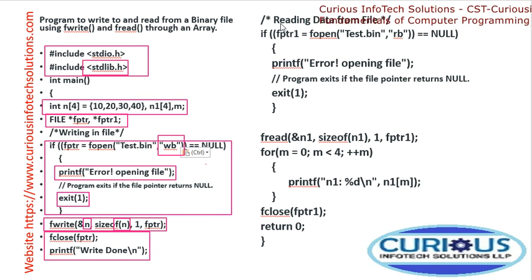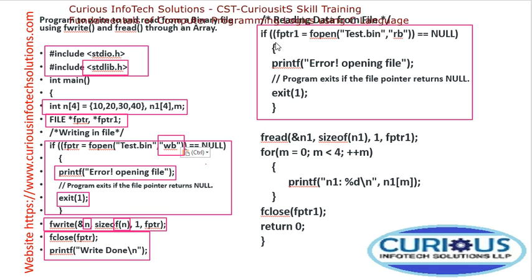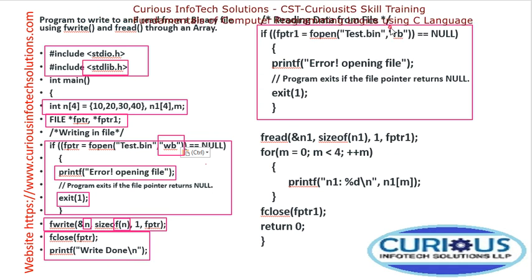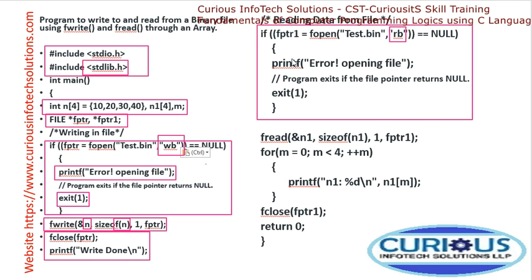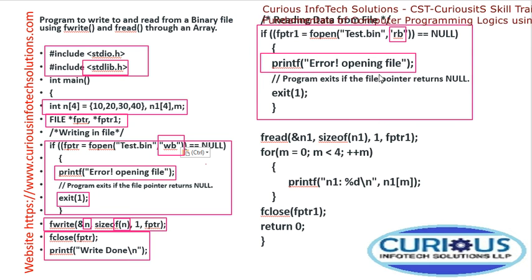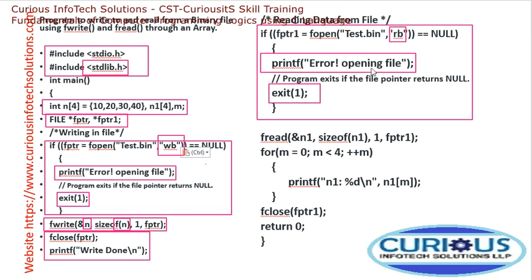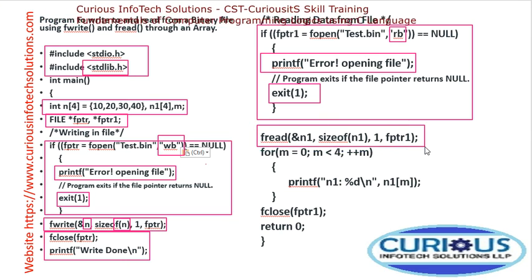Now come to reading data from the file. Here we have one complete small block diagram, a small block for opening a file in reading mode, rb. This is for the reading mode. Then if there is some error, we should give a proper error message that it is not opening for this reason, and exit the program. But say, thank God, we are able to open the file. Now we will directly read our data.